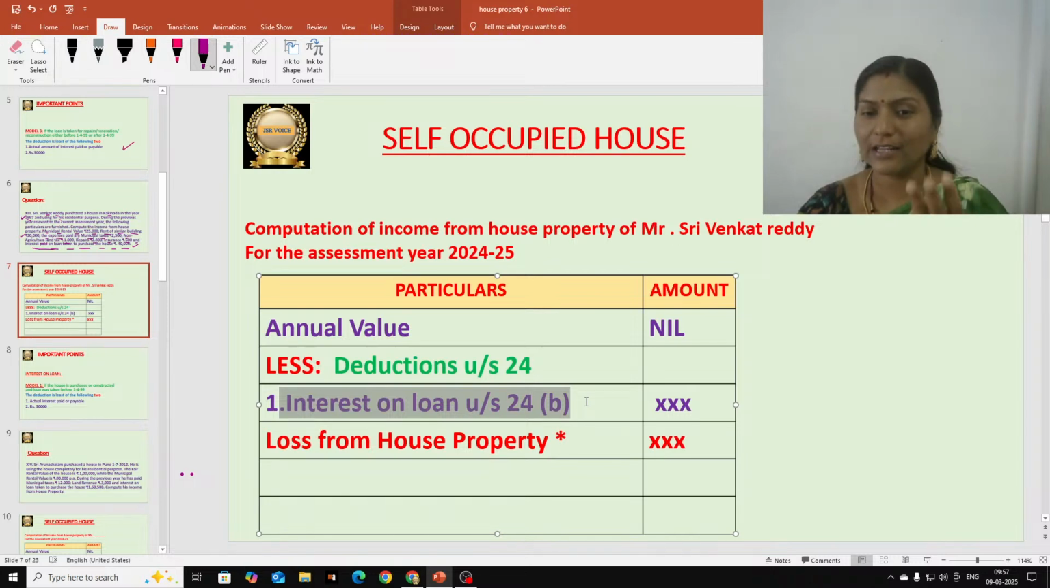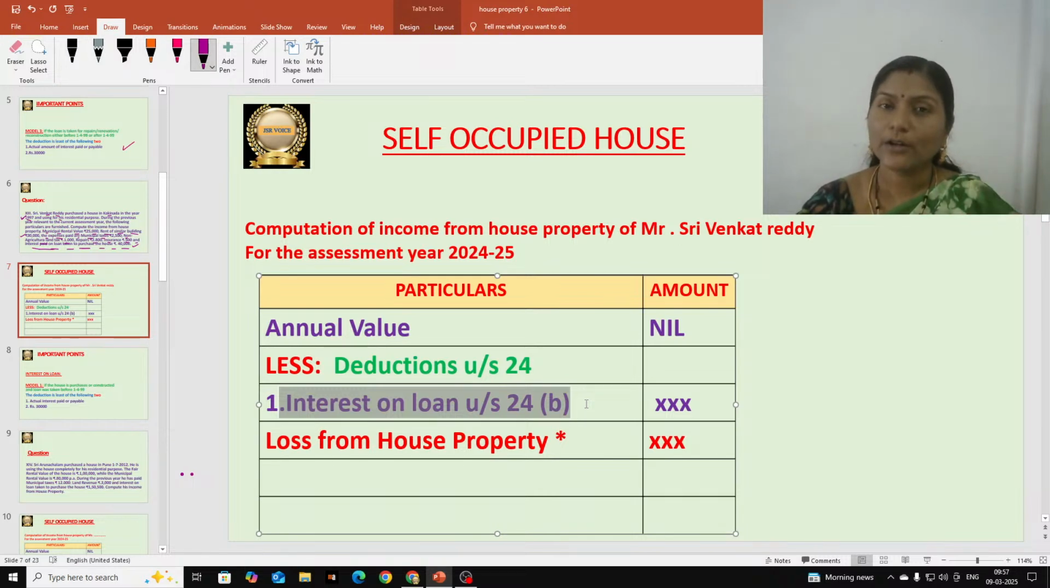Three models are there for giving deduction under section 24. We should select any one model out of them, and for that purpose we should see why the loan was taken: for purchasing or constructing the house. Purchasing and constructing are actually the same. But if the loan is taken for repairing, renovating or reconstructing the house, that is different. Model 3 we apply in case of renovation, repairs, reconstruction. And if the loan is taken for purchasing or constructing the house, we follow either model 1 or model 2.